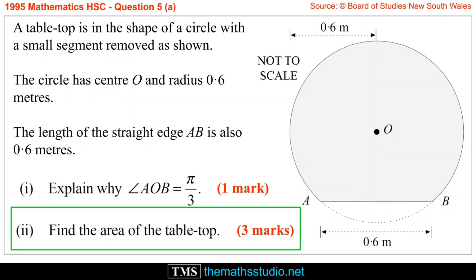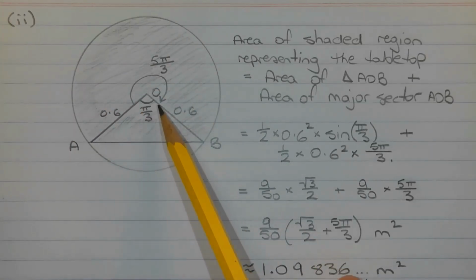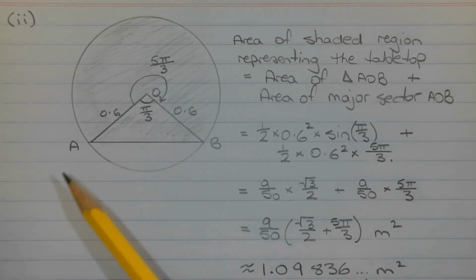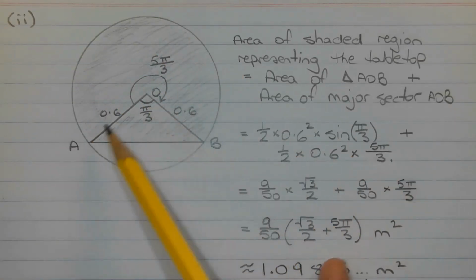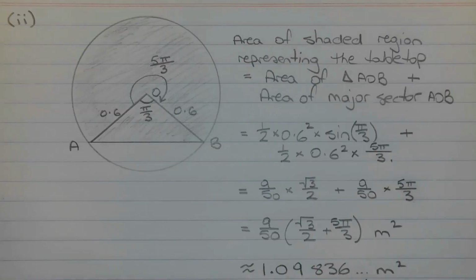Part 2. Find the area of the tabletop. The area of the shaded region representing the tabletop, so that's this region here, is equal to the area of equilateral triangle AOB plus the area of major sector AOB. Note that the angle in the major sector is 5 pi over 3 radians, and we get that by subtracting the angle in the minor sector, so that's pi over 3, from 2 pi radians, since there are 2 pi radians in a full circle.